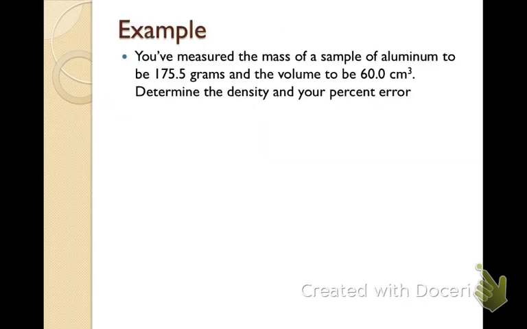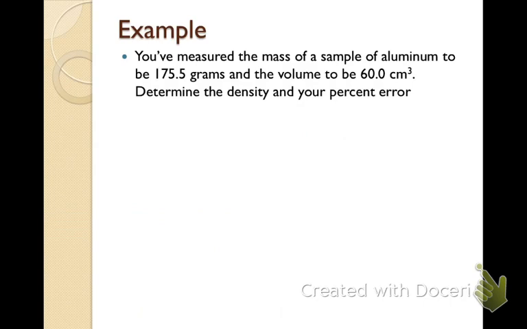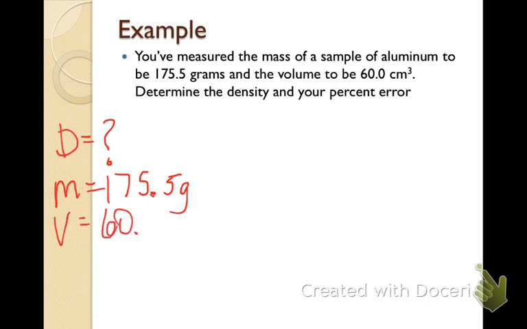Alright, so an example. You've measured the mass of a sample of aluminum to be 175.5 grams and the volume to be 60.0 centimeters cubed. Determine the density and your percent error. So first we have to do the density. Density is our unknown. Your mass is 175.5 grams, and your volume is 60 centimeters cubed.